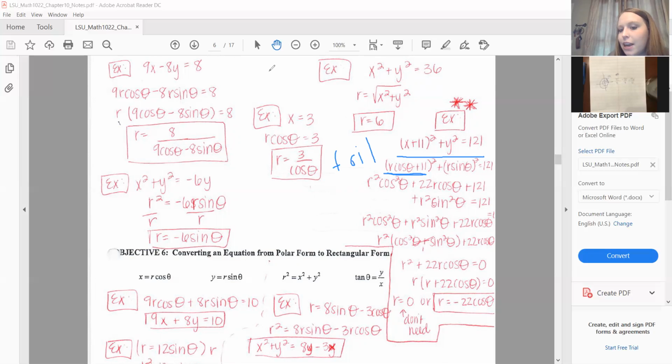Down here, there's not a plus or minus, so you literally just distribute the 2. So you get r squared sine squared theta equals 121.